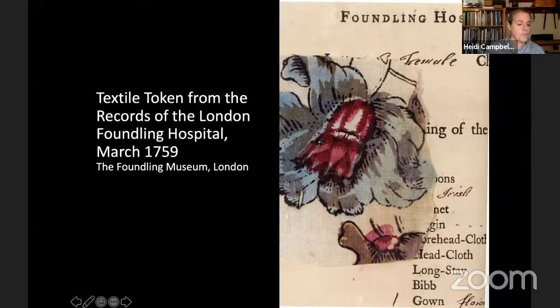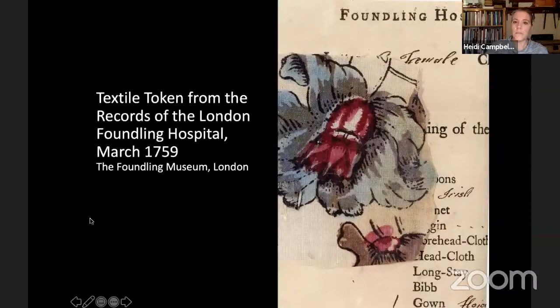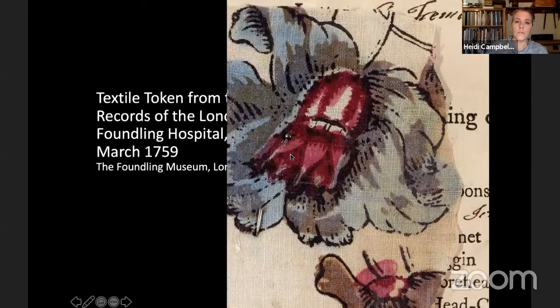and are used to help identify the child in the event that the mother is able to come back and claim the children. I know this one is a little bit difficult to see because of the pattern of the fabric, but as I zoom in, here's the pin right here, holding the piece of fabric to the intake record. And if you were wondering, out of the 16,282 children taken in by the Foundling Hospital between the years 1741 and 1760, only 152 were reclaimed.